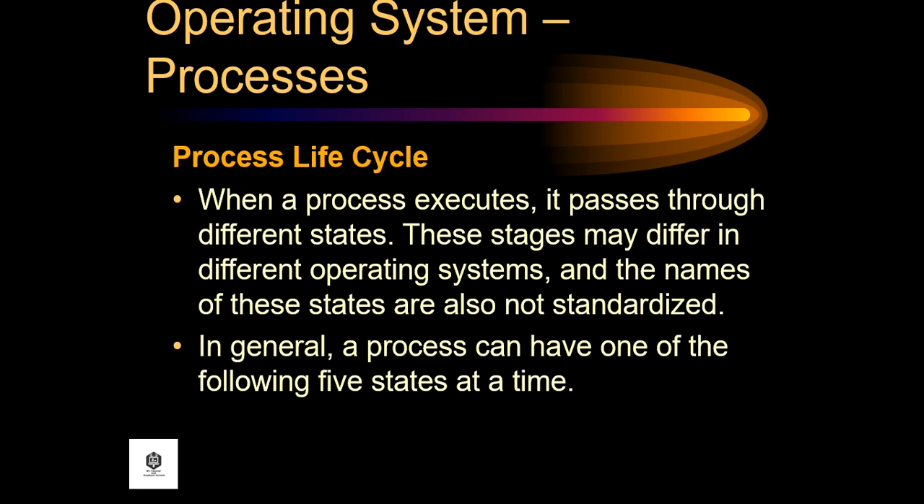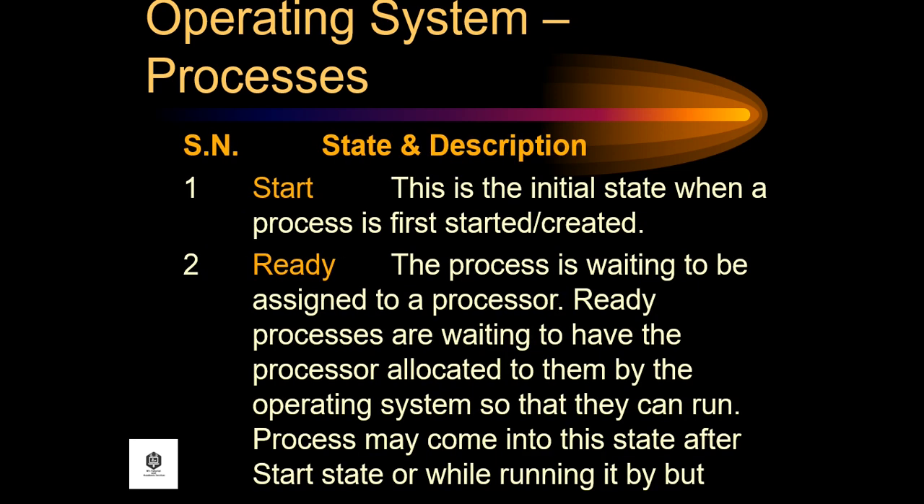The process life cycle. When a process executes, it passes through different states. These stages may differ in different operating systems, and the names of these states are also not standardized. In general, a process can have one of the following 5 states at a time. First is start. This is the initial state when a process is first started or created.